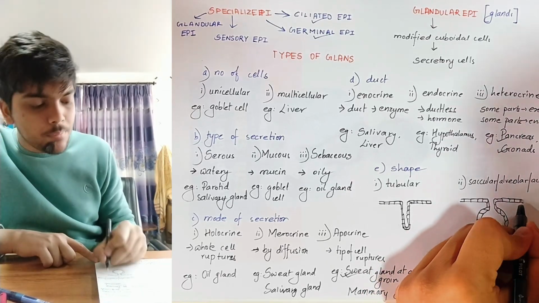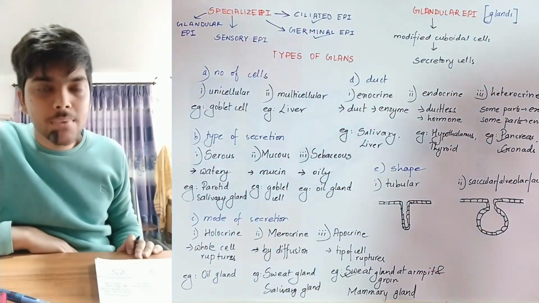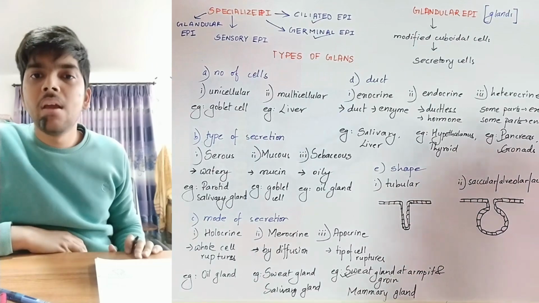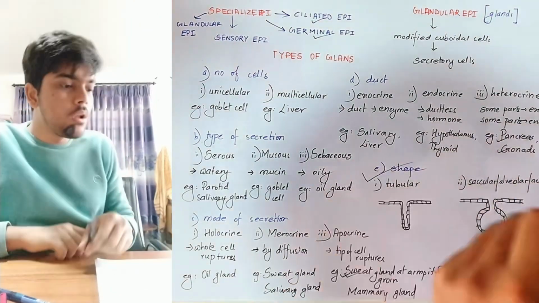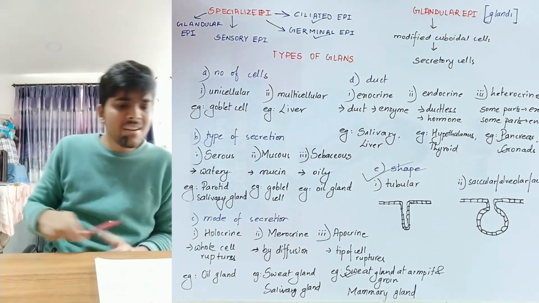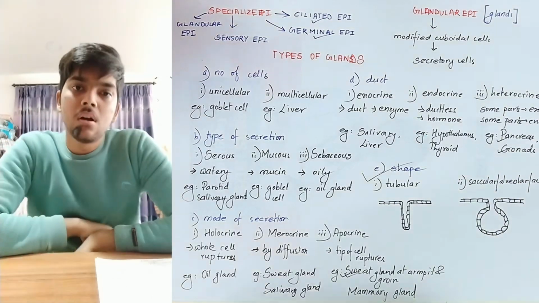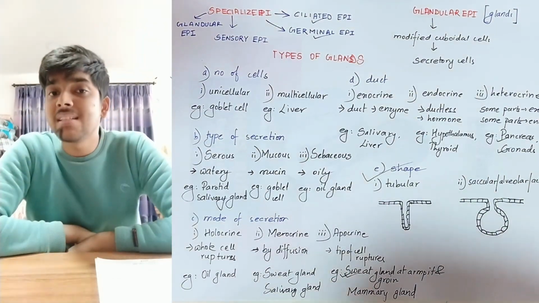On the basis of shape, these are the two major types. They have more subtypes, and that we will be dealing with in the next video. Okay, so that's your different types of glands. Did I just write glands there? It's glands. Okay, types of glands on the basis of various criteria.